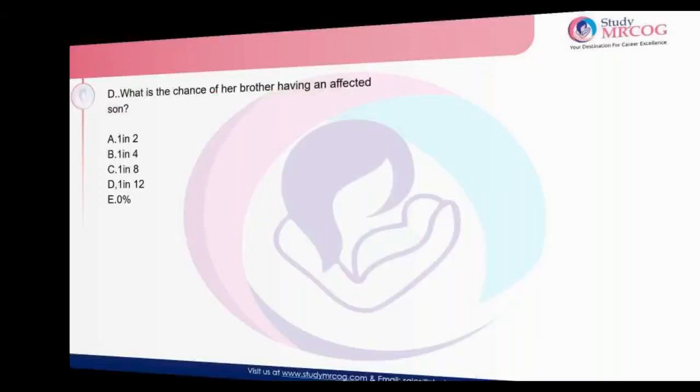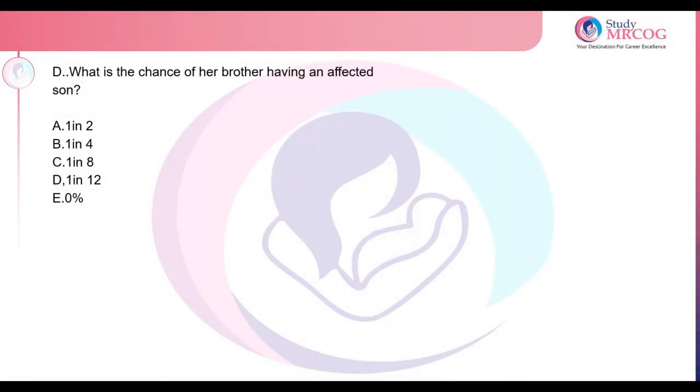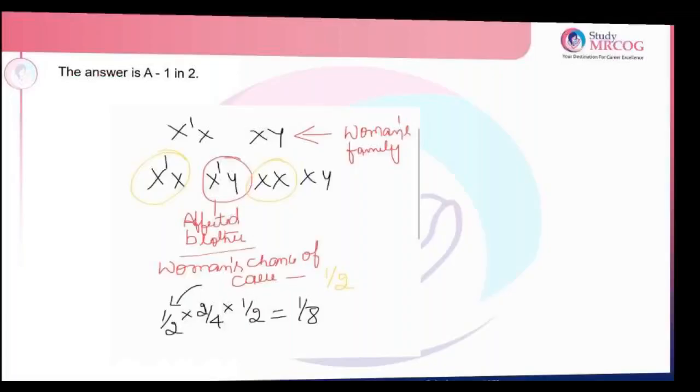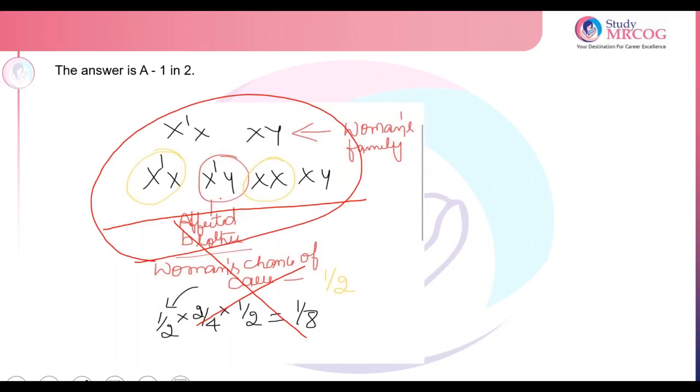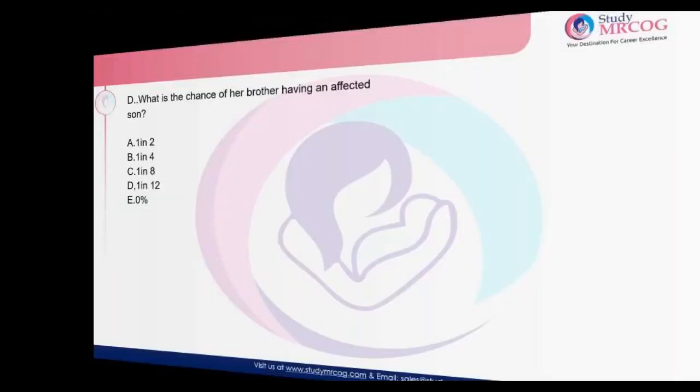Her chance of being a carrier is 1 in 2. You can see only this part. They are only asking what is the chance of this woman being a carrier, so just don't read this; this is the one which you have to read. What is the chance of this woman being a carrier? This is the brother who is affected, and this is the daughter, so 1 in 2 is the probability that she can be a carrier.